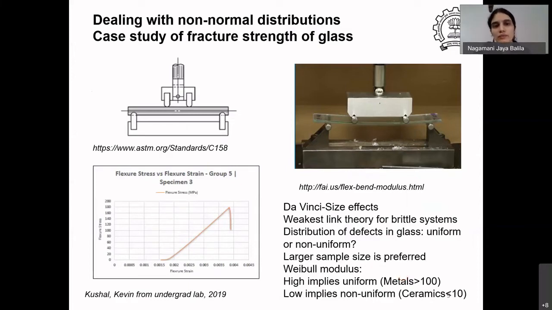So we are going to give you a flavor of what is called a Weibull distribution using a case study of fracture strength of glass. Glass is a very brittle material, like you already know. Have you seen any glass which is resistant to high loads? Anyone?